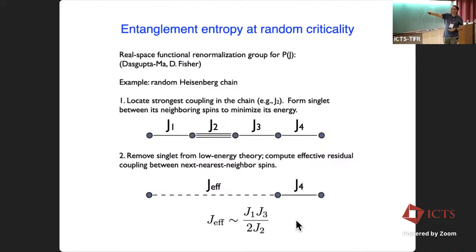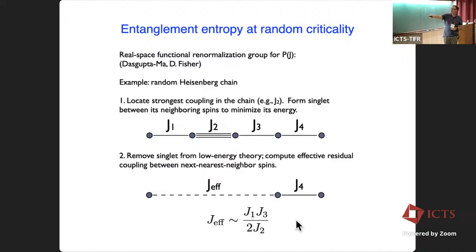So the idea of this real space functional renormalization group for the distribution of couplings is a nice way to illustrate what renormalization group is. We look for the highest energy scale and try to treat that. That's like looking in my random chain for the strongest coupling. So I find the strongest coupling, and I want to make some approximate description of what this does that will work ultimately for the low energy physics.